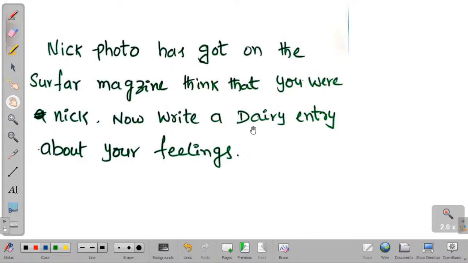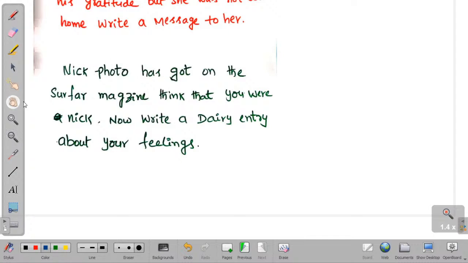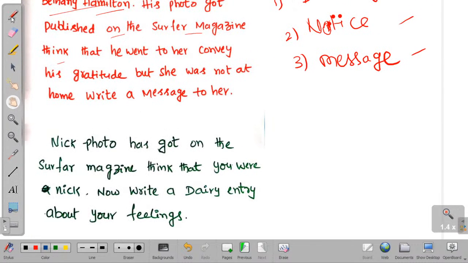Again, I'll give another situation, same situation, but we have to write a notice also. Imagine that Nick wants to visit your school, and you want to felicitate him on his success. So you are the secretary of the school cultural club. Now issue a notice to the students to participate and make it a grand success. So we can issue a notice on the basis of this question.